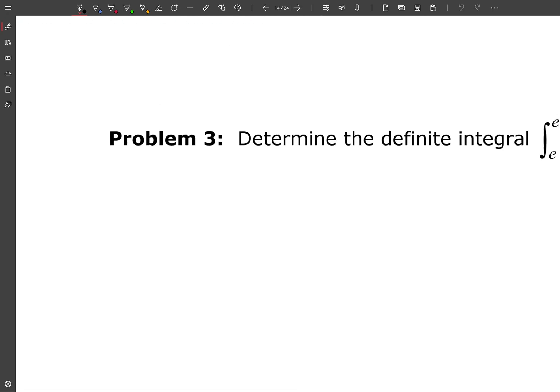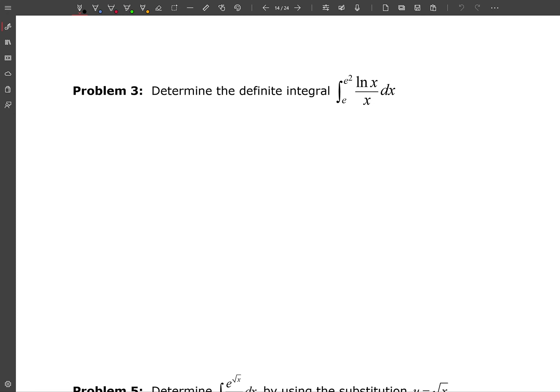Okay, let's try another kind of problem. Similar idea, nothing's really changed here. We're just going to branch out a little bit. So let's look at some exponential logarithmic functions. So determine the definite integral. This one we've got a definite integral, so let's practice that as well, of ln of x over x, from e to e squared. So we have to do the same thing as before.